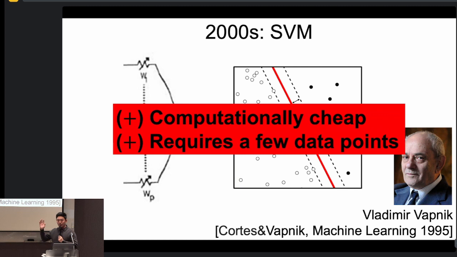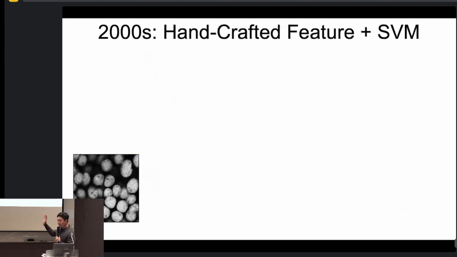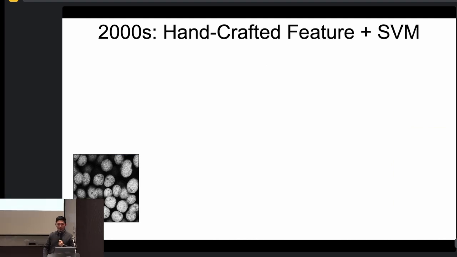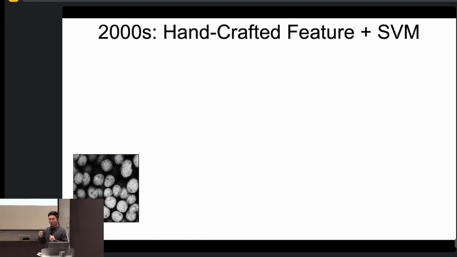Even though this is computationally very cheap, and even though this requires fewer data points compared to the neural network, it requires a lot of human engineering. Let's see this example. The problem is to count the number of stones in this image. Here's an image. Then the engineers should come up with many ideas to represent this image in the vector space.